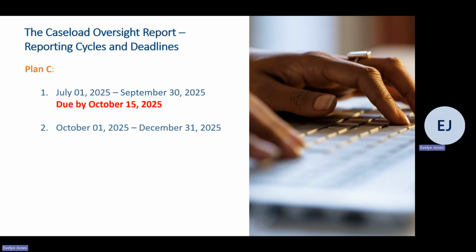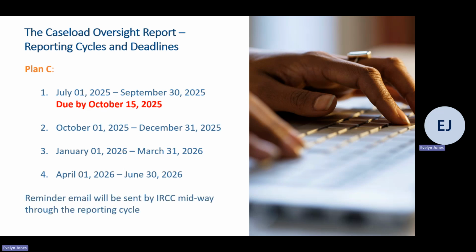The second reporting cycle will run from October 1st to December 31st, 2025. The third will be January 1st to March 31st, 2026. And the fourth would be April 1st to June 30th, 2026. The reports will always be due by the 15th of the month following the end of the reporting cycle. A reminder email will be sent by IRCC midway through the reporting cycle.